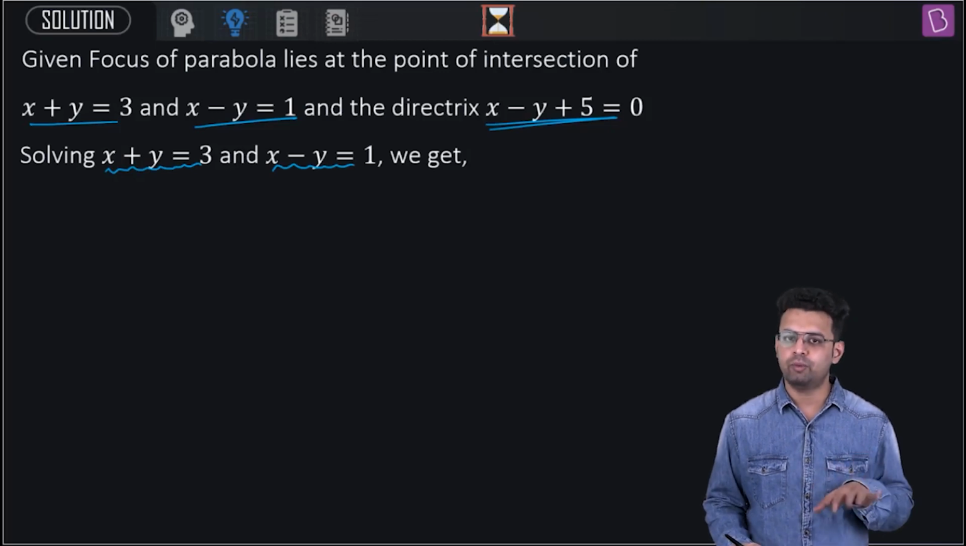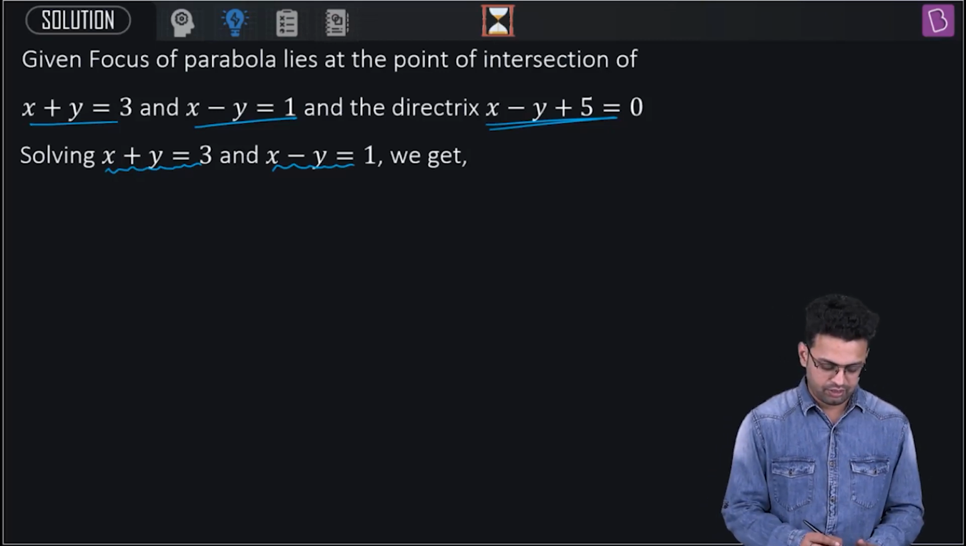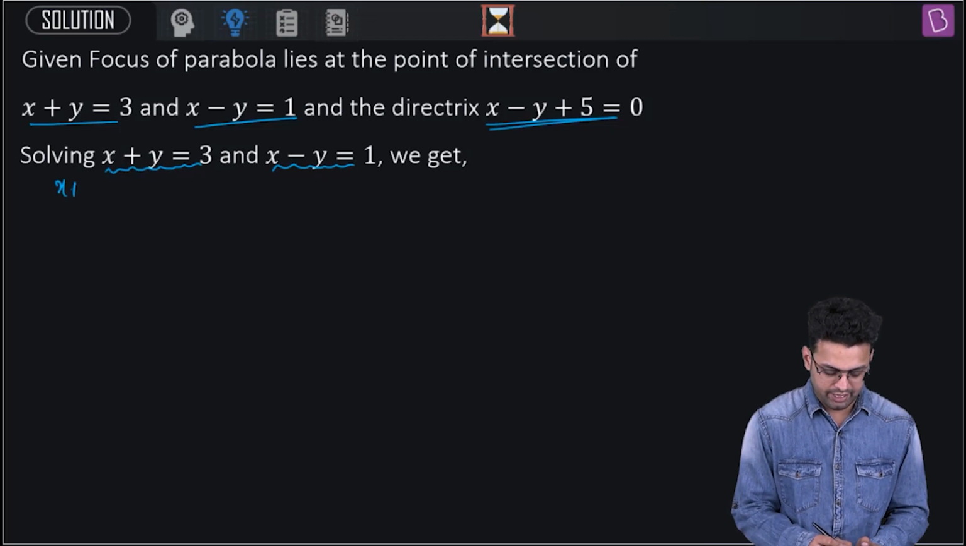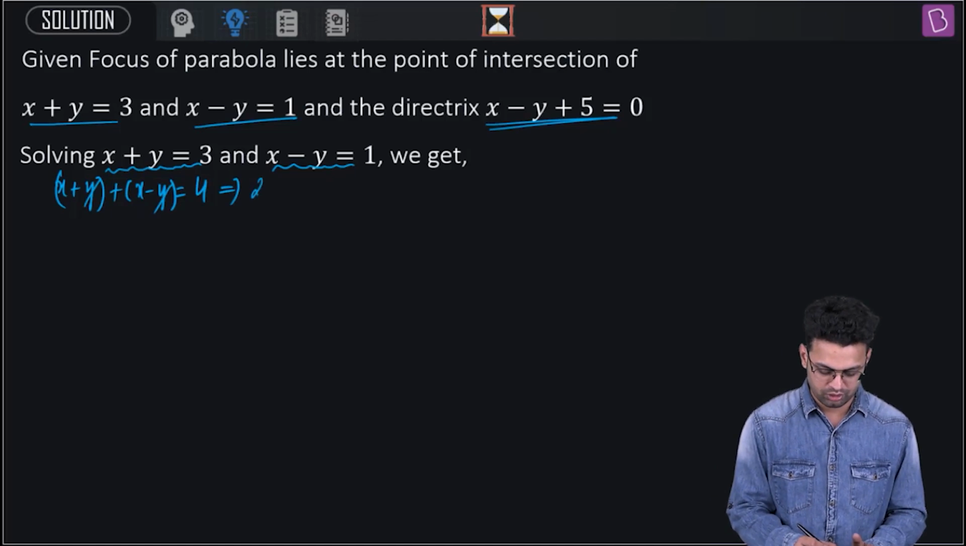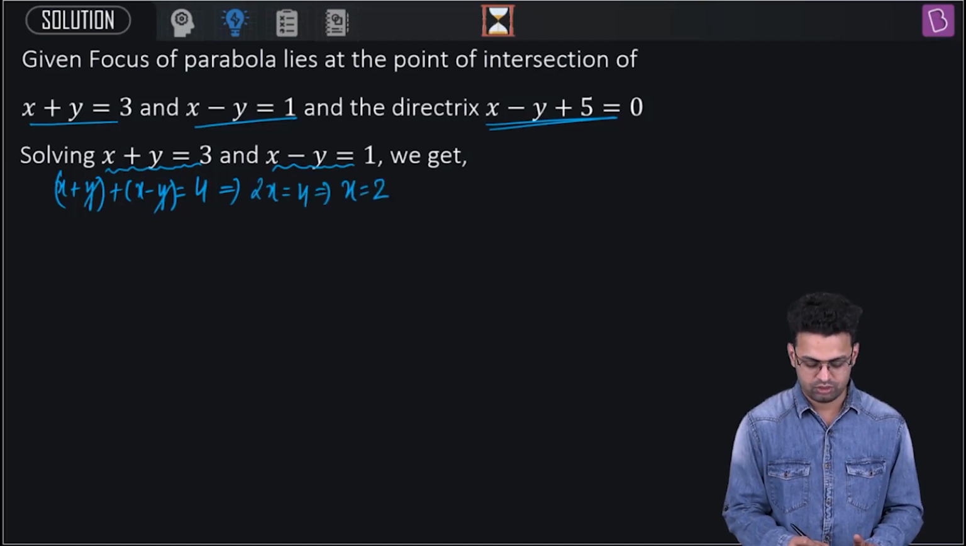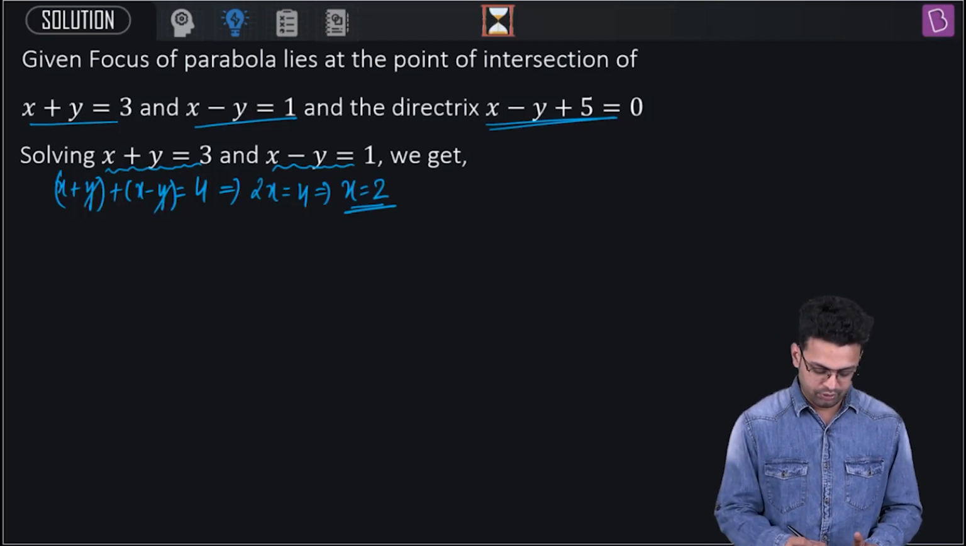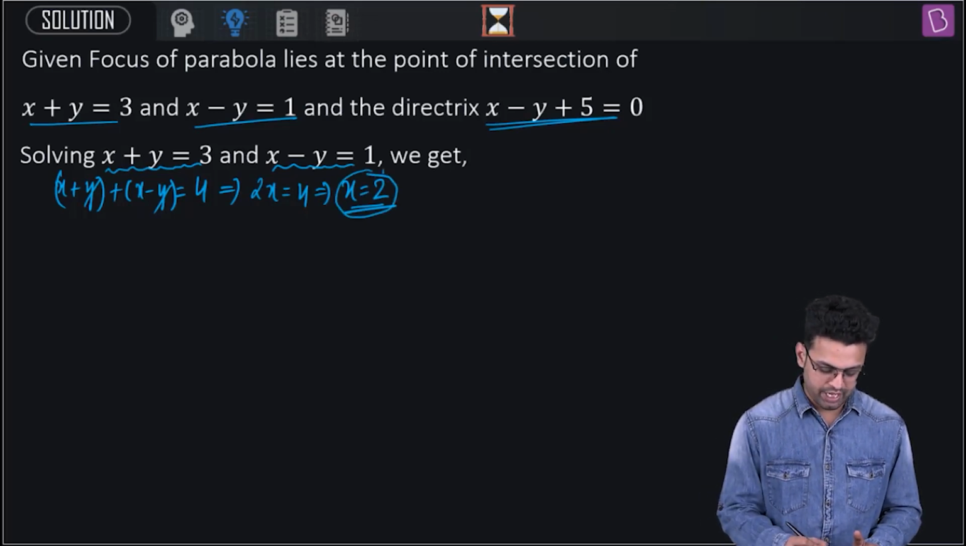x minus y is equal to 1. The moment I add both these equations, I get x plus y plus x minus y is equal to 3 plus 1, which is 4, and plus y and minus y will get cancelled out. I'll get 2x is equal to 4, right? Which gives me the value of x as 2. Correct? You put this value of x as 2 in any of the equations.